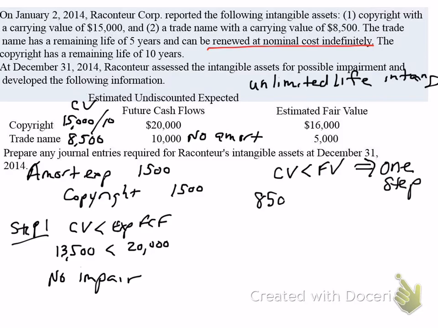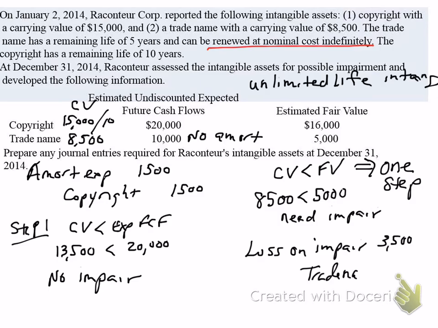Now when we look at the trademark, there's only one step. So we're going to compare the carrying value of $8,500 to the fair value of $5,000. So we need an impairment. So we're going to have to write the value down to $5,000. So we need a debit loss on impairment $3,500, and trade name needs a credit of $3,500.